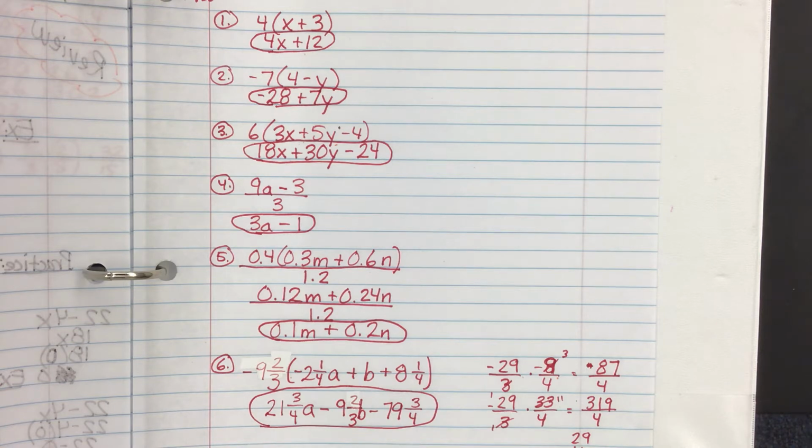Got a little sticky, like number 5 and number 6. There were some decimals and some fractions in the mix.